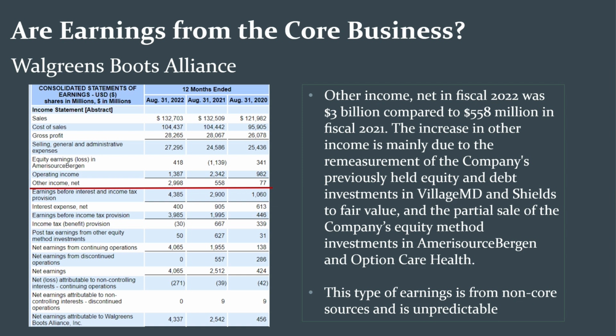It's unlikely that the company will have this type of income again in the next year. So in analyzing the company's earnings quality, you would put this type of earnings in the low quality bucket, earnings from non-core sources, as this type of earnings is unpredictable.